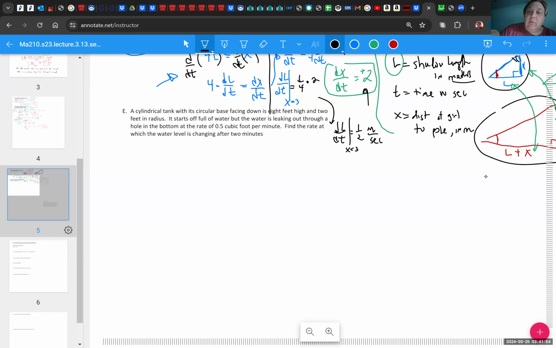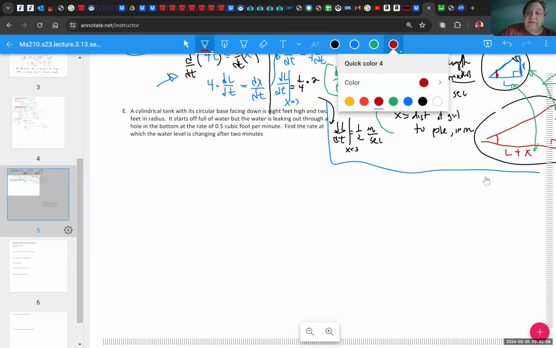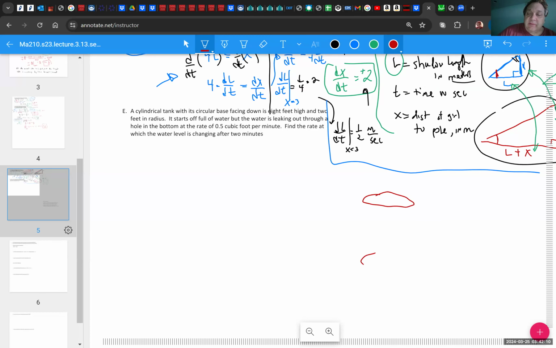So once again, we need to figure out how to encapsulate all of this information in a usable way. Well, let's just start drawing a picture of a cylindrical tank. Its circular base is facing down. So I'll draw something like a circle here and a circle here and connect them. That's the best kind of cylinder I can draw. The circular base is facing down. It is 8 feet high. So this is 8.